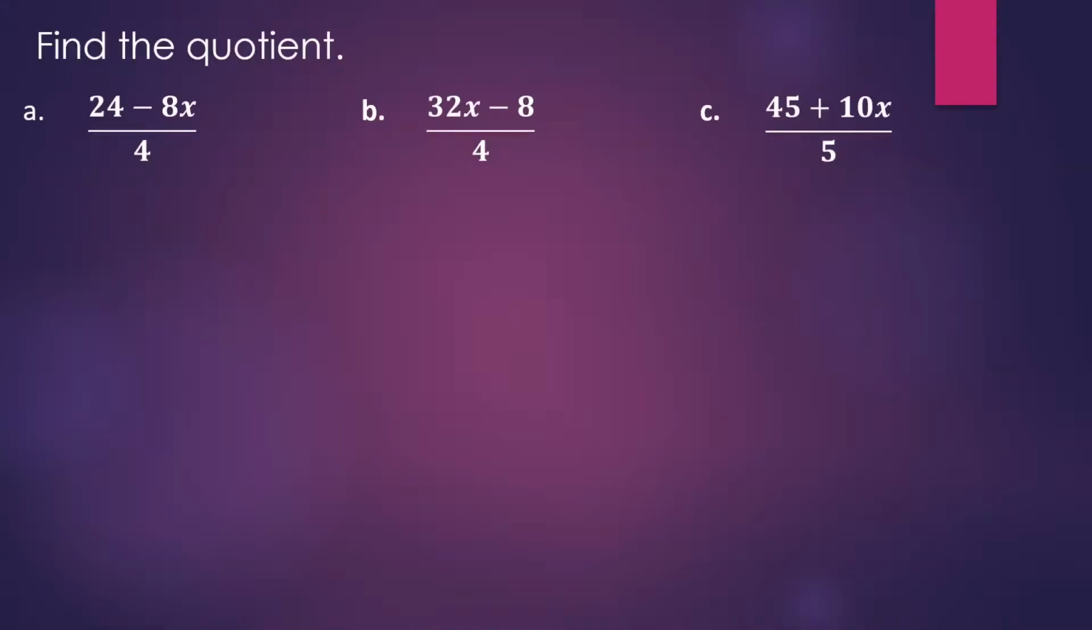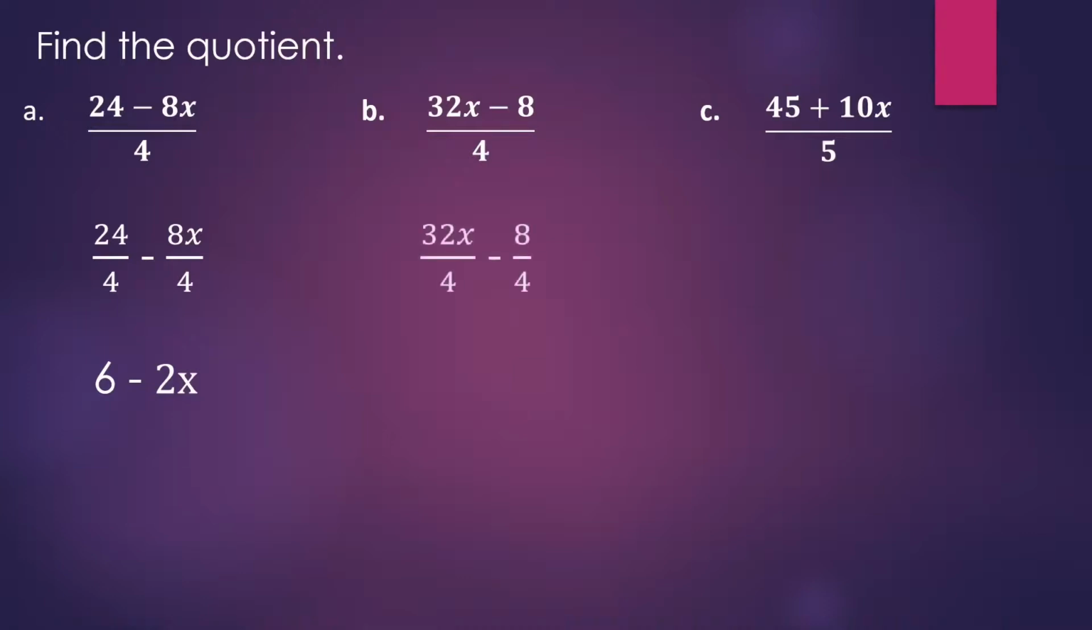So this one is a little different in that there's now a variable. So I can't do 24 minus 8. But I can separate this fraction into 24 divided by 4 and 8x divided by 4. I can then do 24 divided by 4 and get 6. And since I have 8x, I can divide that by 4 and get 2x. Then I have found the quotient. I can't do anything else right now because I don't know what x is. So that is the pattern here.